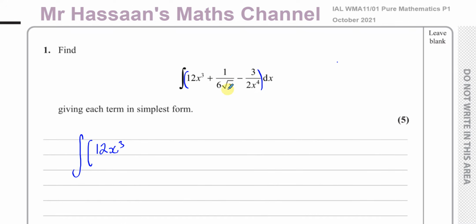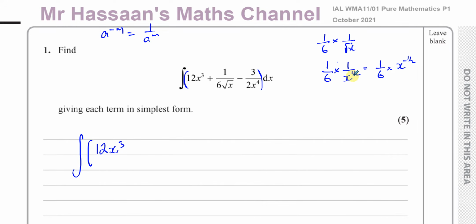You can think of this as 1 over 6 times 1 over the square root of x. The square root of x in index form is x to the power of a half. It's one of the laws of indices that we should be aware of. That's 1 over x to the power of a half. If we know the law that a to the power of minus m is the same as 1 over a to the power of m, it's just the reverse of that law. The negative power means reciprocal.